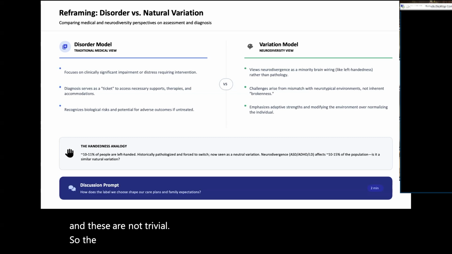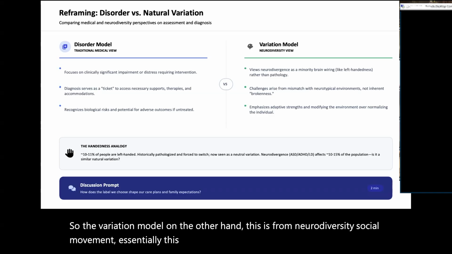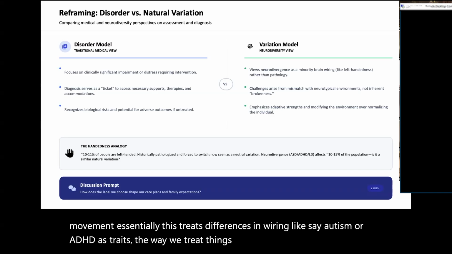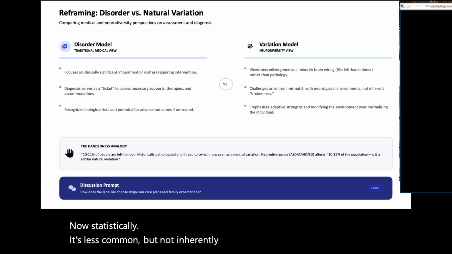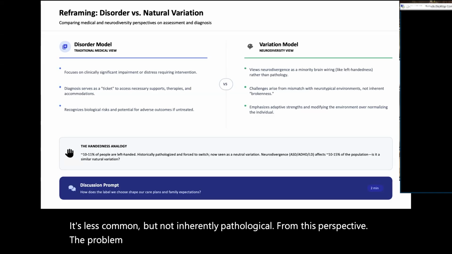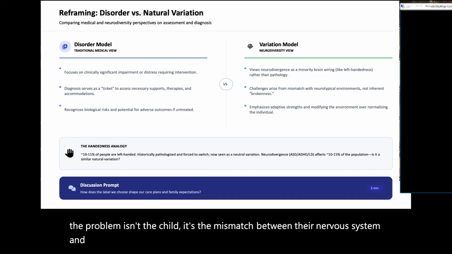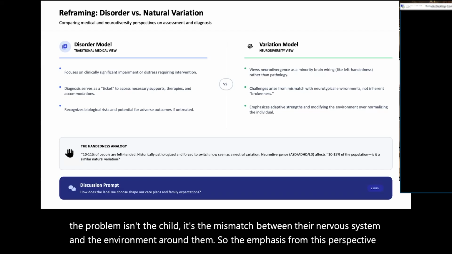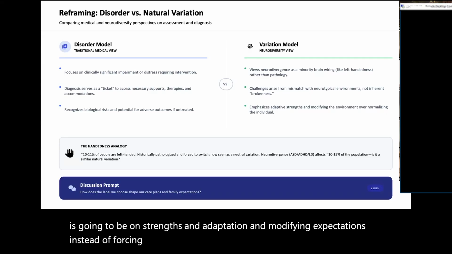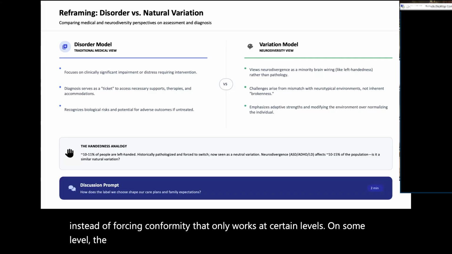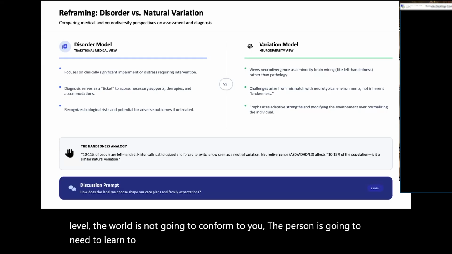So the variation model, on the other hand, is from the neurodiversity social movement, essentially. This treats differences in wiring, like, say, autism or ADHD, as traits, the way we treat things like left-handedness. Now, statistically, it's less common, but not inherently pathological. From this perspective, the problem isn't the child, it's the mismatch between their nervous system and the environment around them. So the emphasis from this perspective is going to be on strengths and adaptation and modifying expectations instead of forcing conformity. That only works at certain levels. On some level, the world is not going to conform to you. The person is going to need to learn to build capacity in order to live in the world. But it needs to be age appropriate.